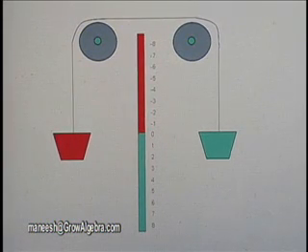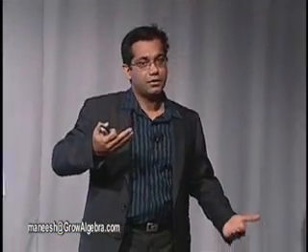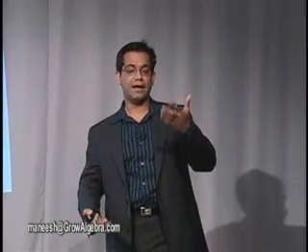and as soon as you put some weight in that, the red bucket goes down. And as the red bucket goes down, the green bucket goes up. And as you put weight in the green bucket, it goes down and the red bucket goes up. That's the simple physics example we're trying to show you.